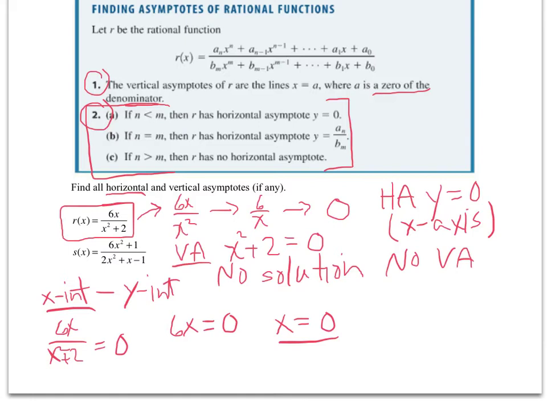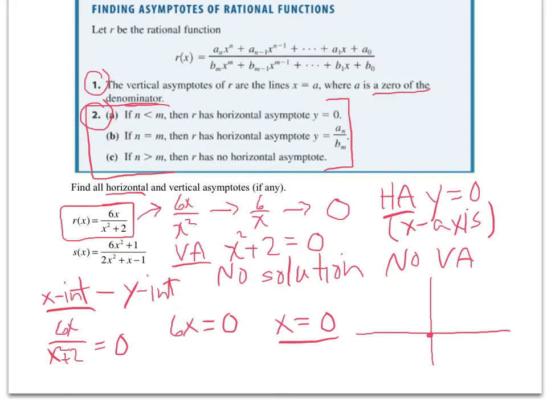So that means that the x-intercept is the same as the y-intercept. Might not seem like we have enough information here, but actually we have quite a bit of information. We know that there's no vertical asymptote. We know that there is a horizontal asymptote on the x-axis, and we know that the graph goes through 0, 0. So what does the graph of this function actually look like?